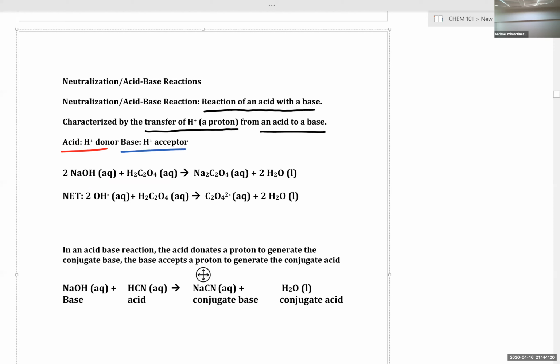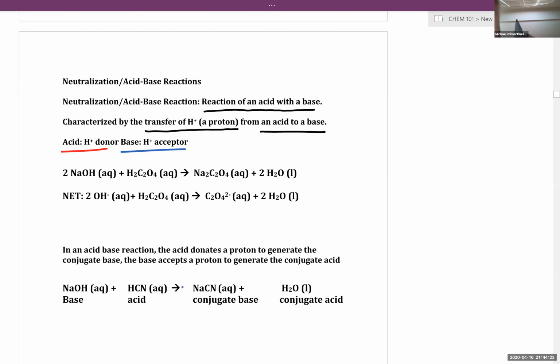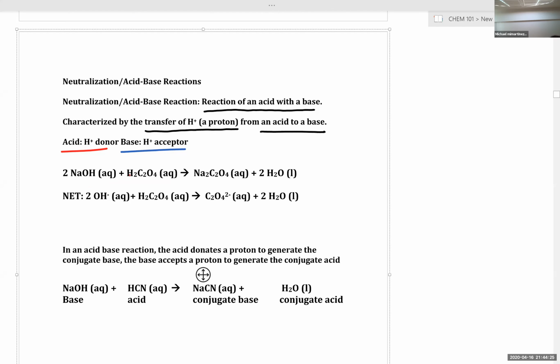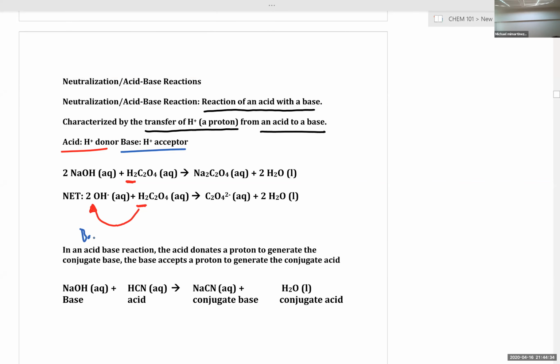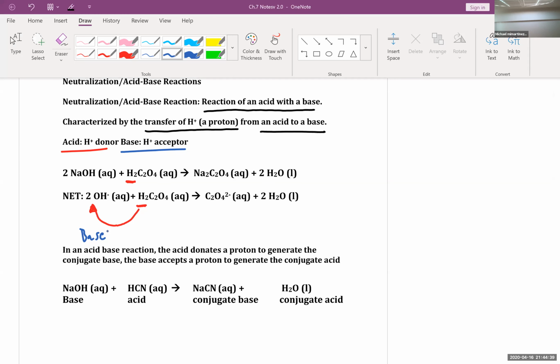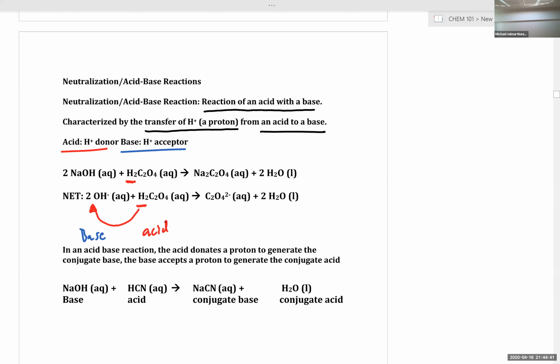For example, in the following reaction, we have oxalic acid, which is our H+ source, transferring a proton to hydroxide. Hydroxide is our base because it's accepting a proton, while oxalic acid is our acid because it's donating a proton. Does that make sense to everyone? Does everyone notice the clear transfer of a proton from oxalic acid to hydroxide?